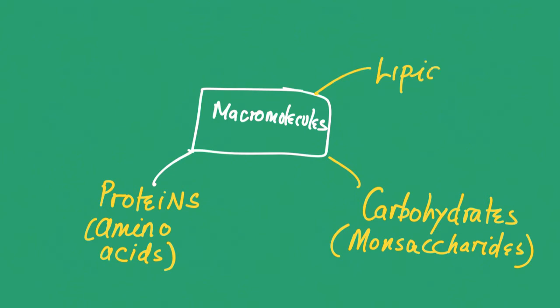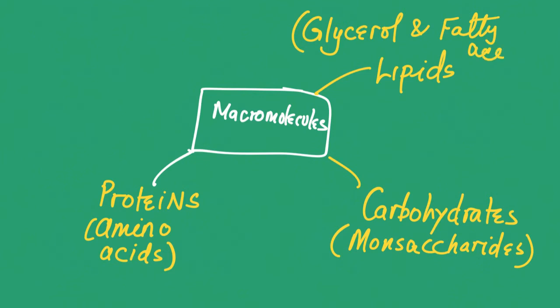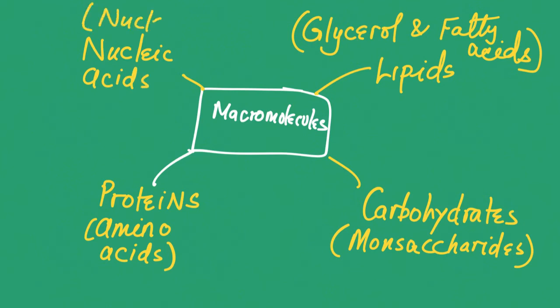The next one we'll look at is lipids and fatty acids. These are the building blocks of a lipid. The last kind of biological macromolecule is nucleic acids. Nucleic acids are made up of nucleotides. These are the building blocks. So we have four types of biological macromolecules and their building blocks. It's very important for us to remember these.